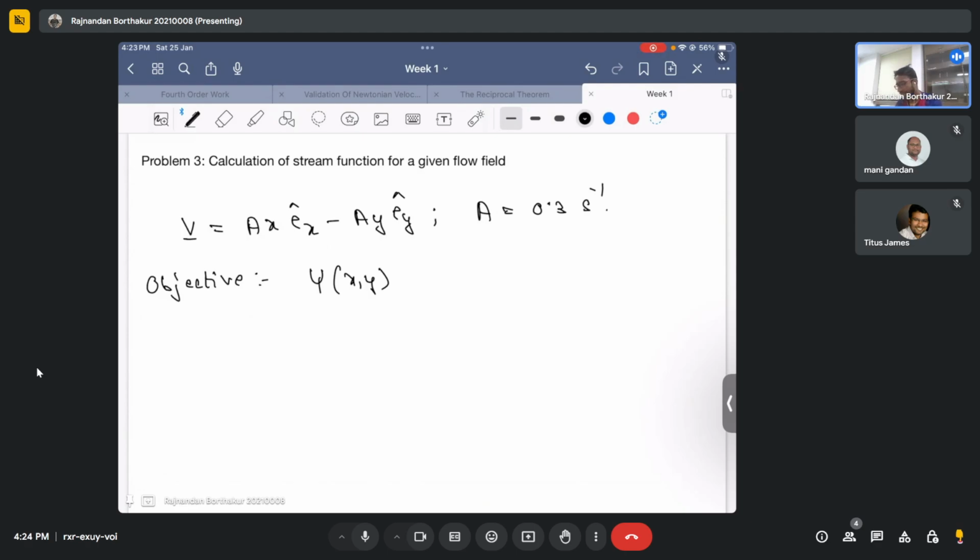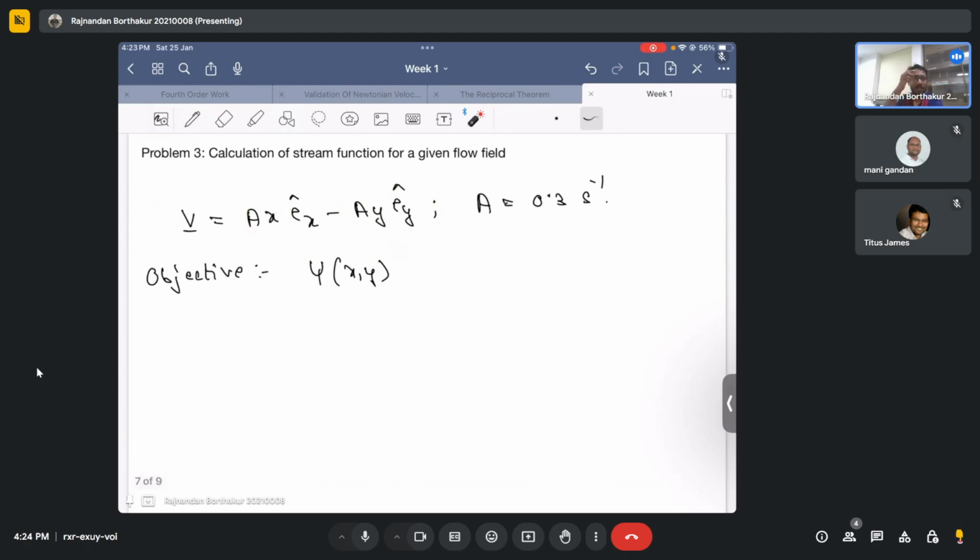All right, so the question is like this: you are given a flow field. This is a velocity vector, and of course this velocity vector has two directions. In the x direction it is ax, in the y direction it is ay. That means ux, which is the component of this velocity field in the x direction, is just ax. Its component in the y direction is minus ay. This is given to you, where a is a constant. Its magnitude is there, as you can see. So this velocity field is given. You are asked to calculate the stream function psi.